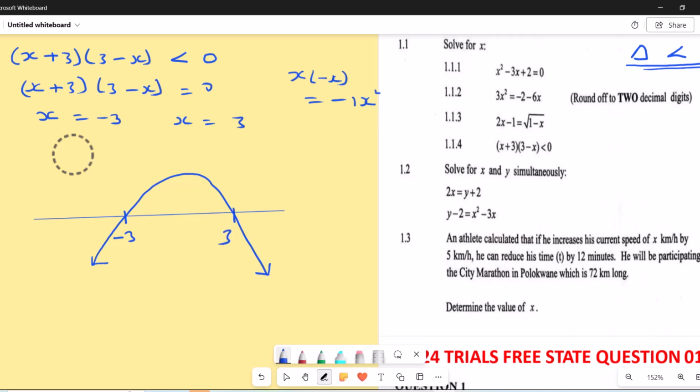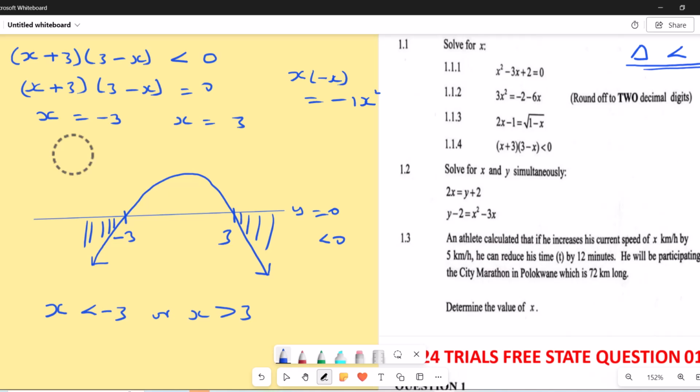Now because we are saying here less than 0, we say this one is y equals 0. Here we've got less than 0. We are looking for the portion where the parabola is below the x-axis, so the x values which are shaded here are the ones we are looking for. As you can see from our number line, those x values include all x values less than -3, that means x less than -3, and all x bigger than 3. So this is our answer here.